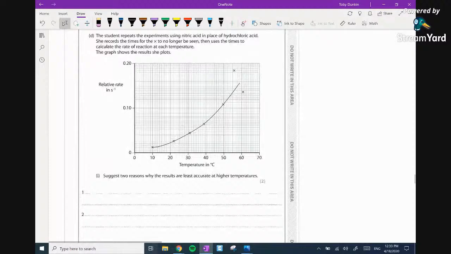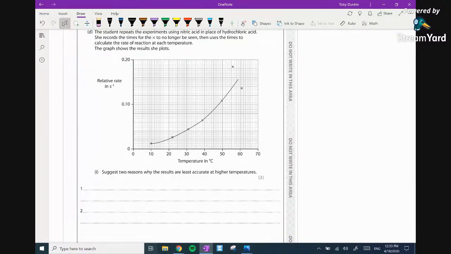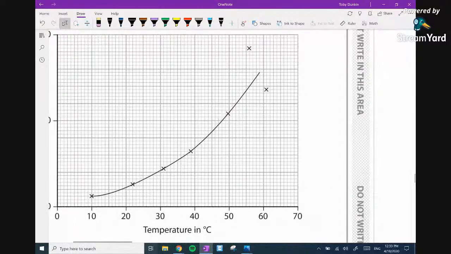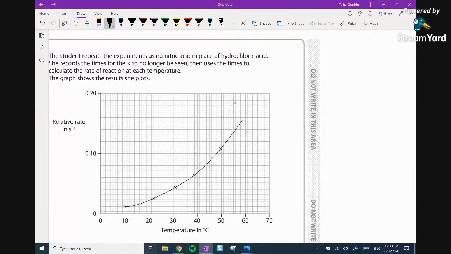Suggest two reasons why the results are less accurate at high temperature. Isn't that fascinating? The student repeated the experiment using nitric acid, and the time for the cross to be no longer seen was calculated. Suggest two reasons why it is less accurate at higher temperature. Look how long it takes, folks. Relative rate in per second. So at high temperatures, the rate's really high.